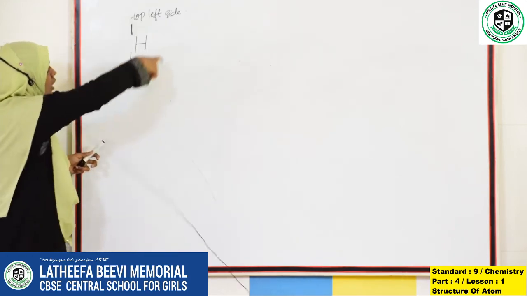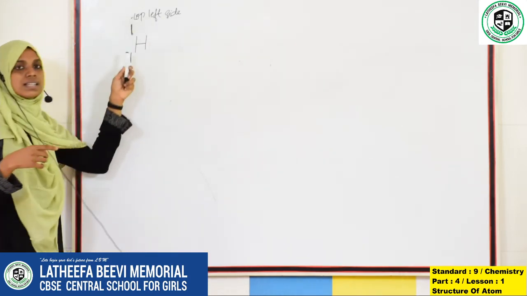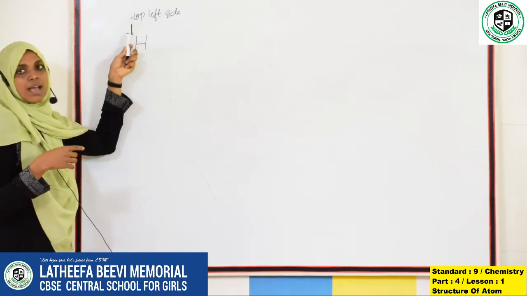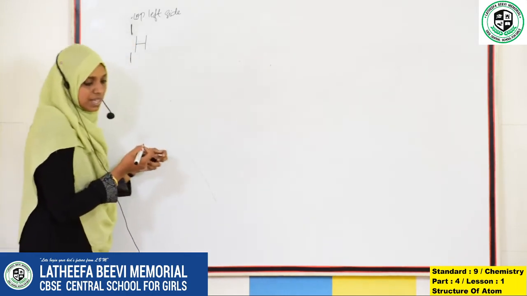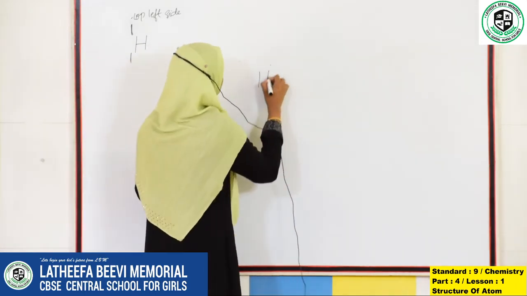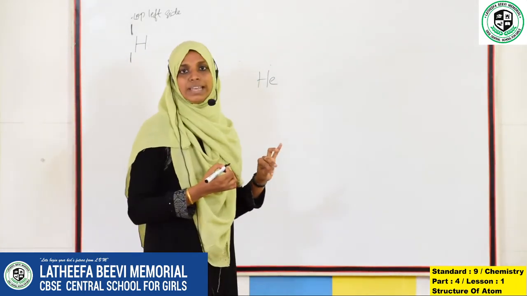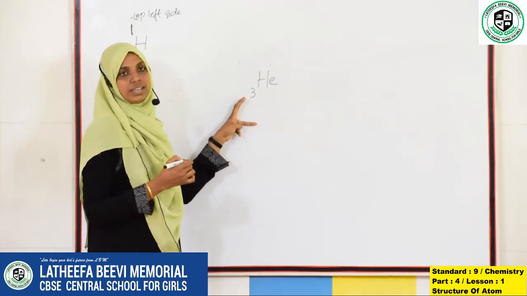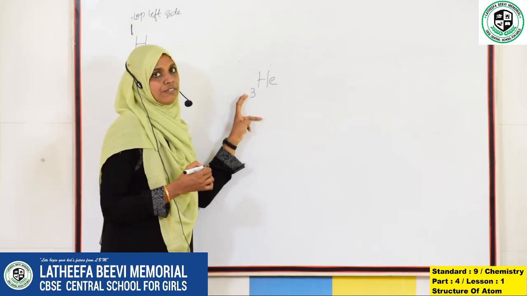Okay, so when we see a diagram like this, what do we understand? This is the atomic number. Okay, and this is the mass number. And another example is helium. What is the atomic number of helium? 3. So, we write the atomic number here on the left bottom side.